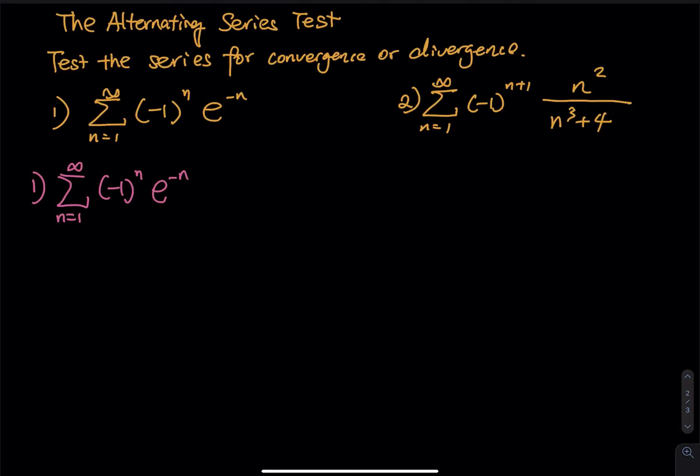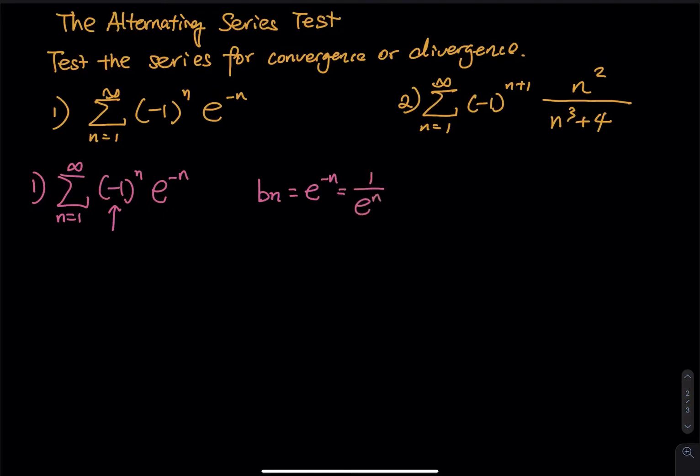Use the alternating series test to decide whether the series is convergent or divergent. So first of all, we have the sum of -1 raised to the n. This is the characteristic of alternating series: the -1 as a base raised to some n power. And then the e to the n is my bn. So my bn is equal to e to the -n, which is 1 divided by e to the n.